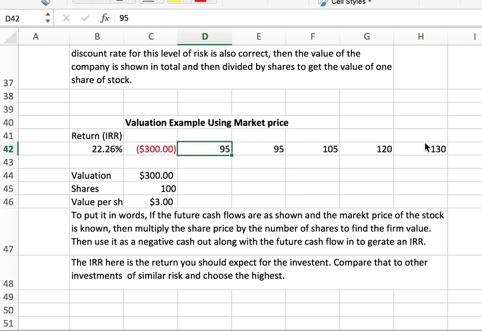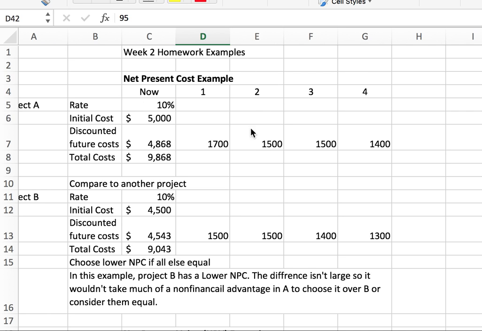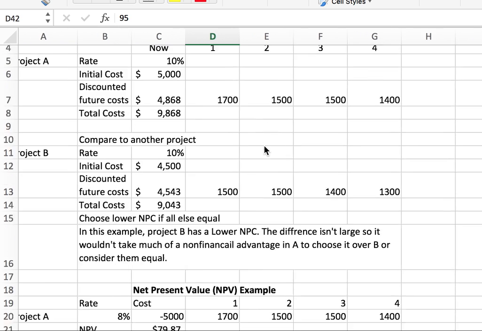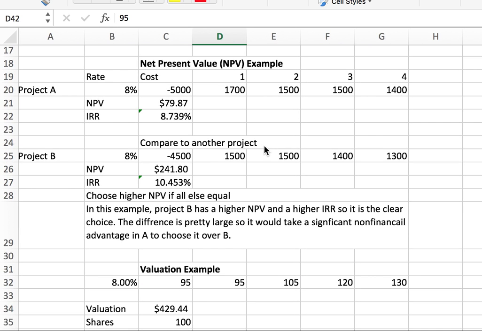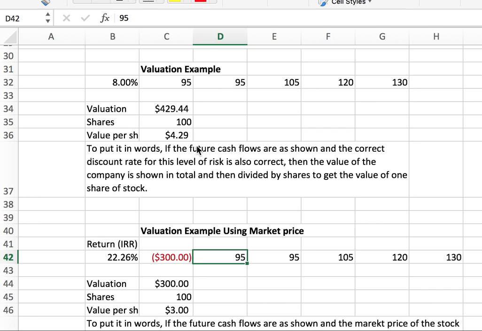So that'll give you an example of all three problem types. Net cost is all cash going out. It's the cost of, say, a bus system or a piece of equipment or other things. The net present value is an investment. You put out your $5,000 and you get returns coming into you of 17, 15, 15, and 14. And then the valuation example is what is this cash flow worth at a certain discount rate?